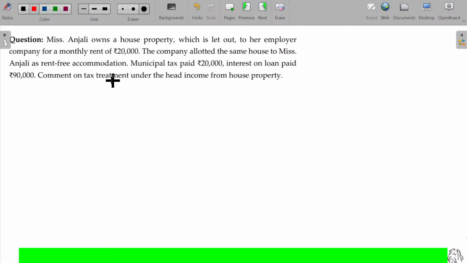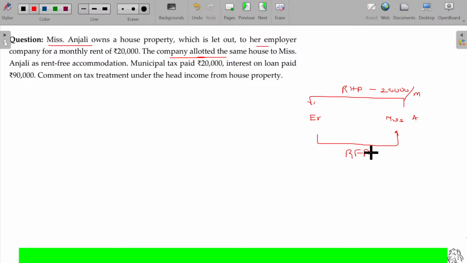Now, Miss Anjali owns a house property which is let out to her employer. Already I explained this, right? So she gives her residential house property to the employer for a monthly rent of rupees 20,000. The company allotted the same to Miss A as rent-free accommodation. And municipal tax is 20,000, interest on loan paid is 90,000.